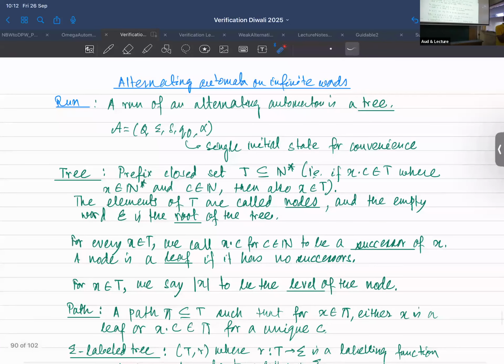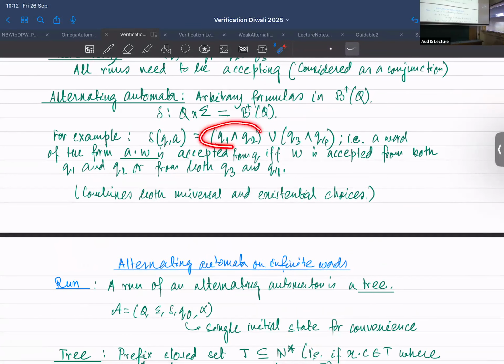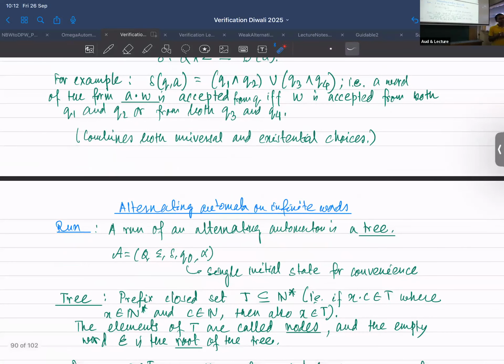Now, how does a run for such an alternating automaton on infinite words look? How does a run look? For example, like we were saying, a run can correspond to this part, or a run can correspond to this part, right? So now you see that the run has some kind of branching starting from Q. When you read A, you go to two states, Q3 as well as Q4, and similar branching can happen. So the run essentially gives you a tree. We'll call it a run tree. Instead of the run being a single word, the run itself now looks like a tree.